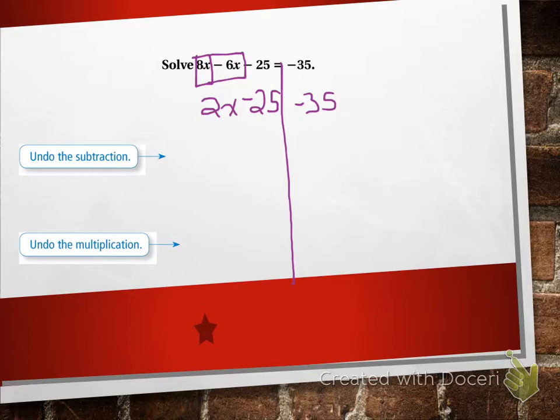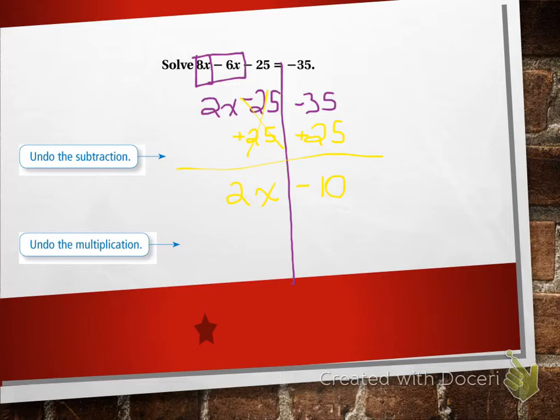Now that we've combined our like terms, our next step is going to be to undo the subtraction. So in order to undo the subtraction, I need to do the inverse operation, which is going to be to add 25. And whatever I do to one side, I must do to the other. So these are going to cancel out, and I'm going to be left with 2x right here. And negative 35 plus 25 is going to leave me with a negative 10.